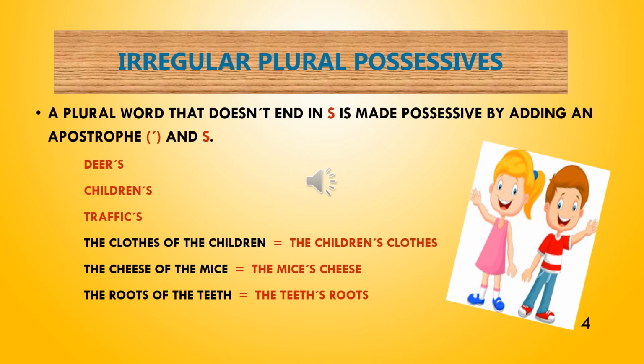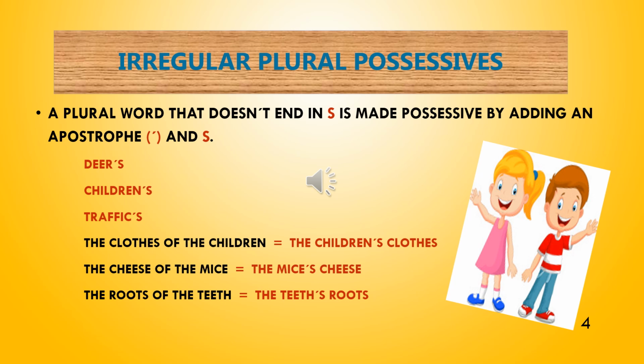Page number 4. Irregular plural possessive. An irregular possessive noun refers to an irregular plural noun and is used to show possession. A plural word that doesn't end in S is made possessive by adding an apostrophe and S.